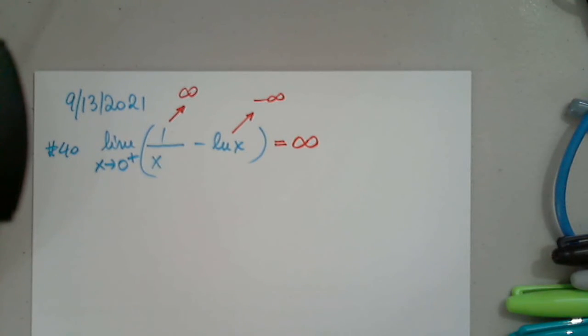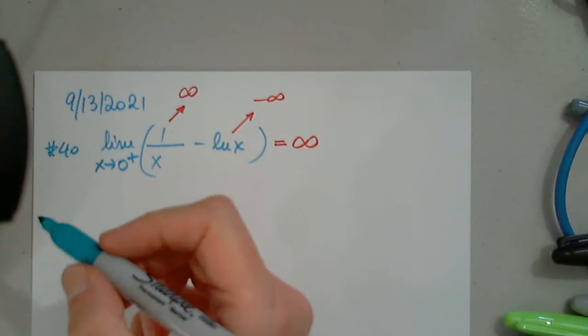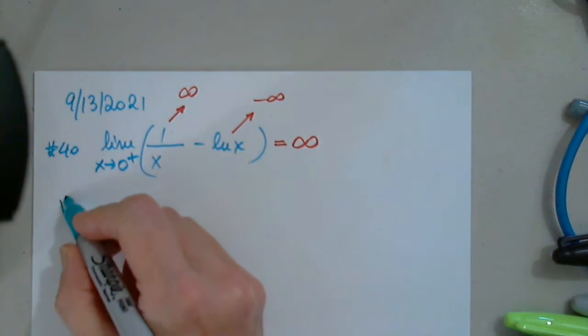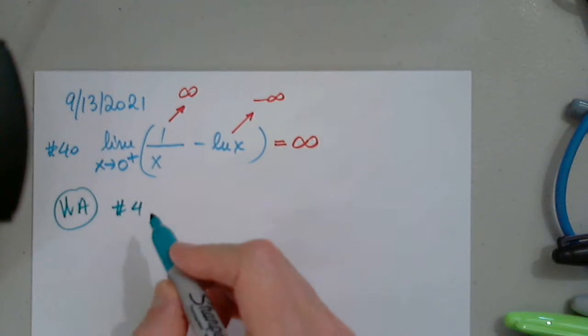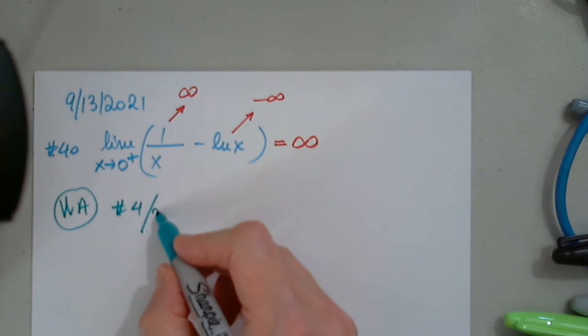Anything else? Other questions? I did have a question. I'm ready. On the WebAssign, it was question 4. For some reason, I couldn't get part D. On 2.2?